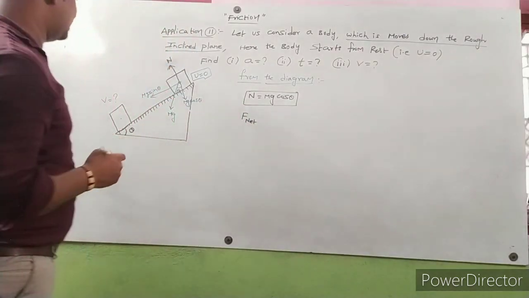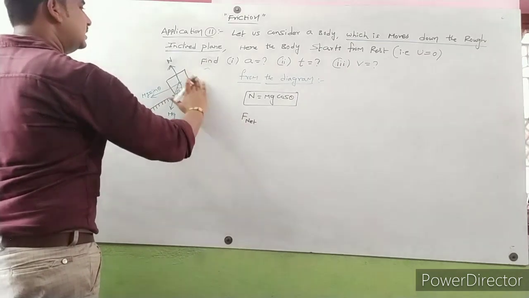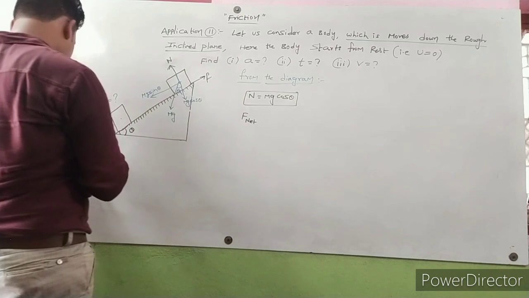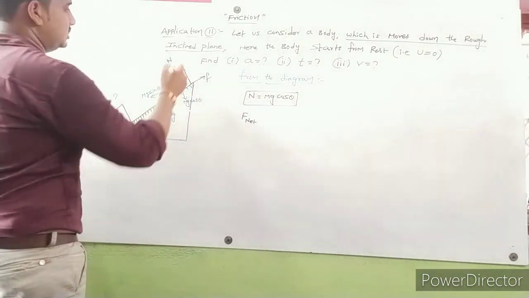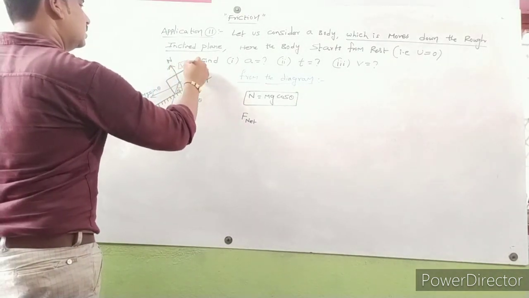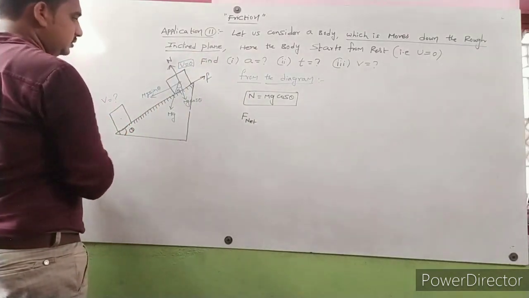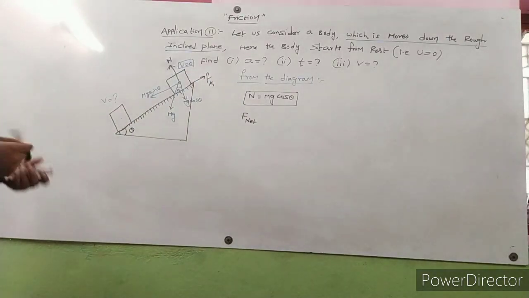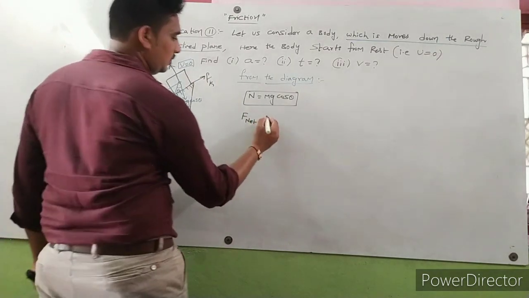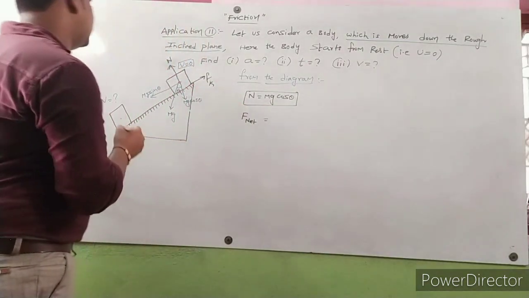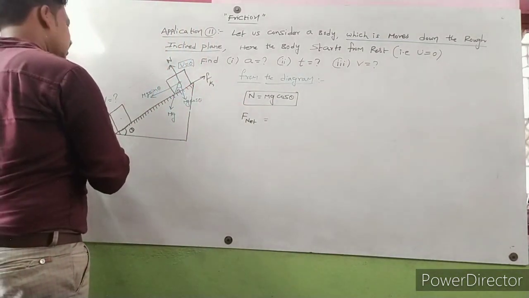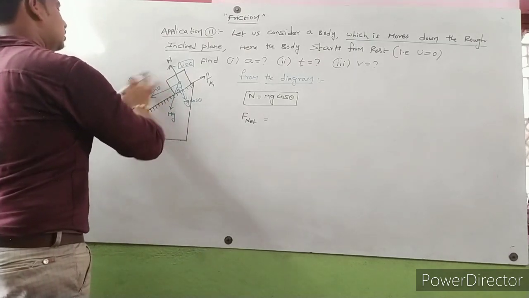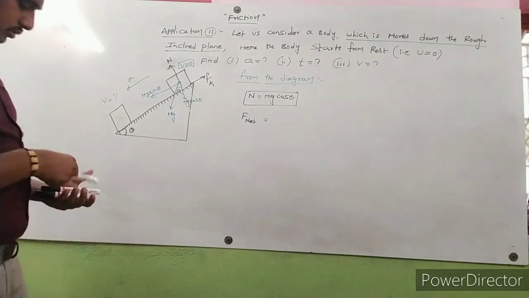F net. Here frictional force is acting. In what direction is the frictional force acting? Frictional force is acting in this direction, since the initial velocity is 0. The body moves in this direction, with acceleration in this direction.